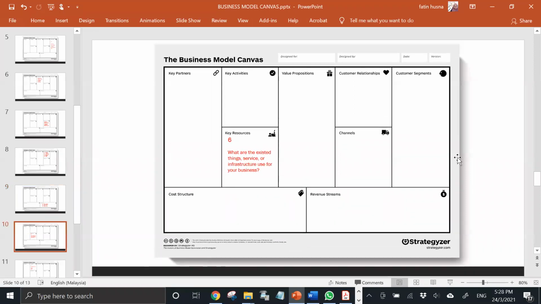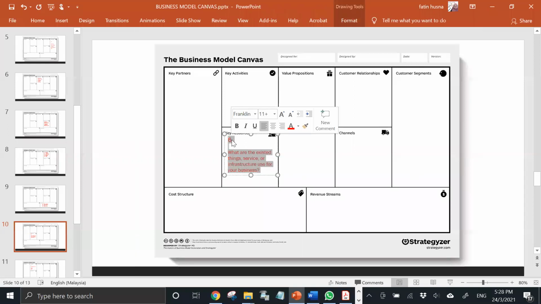Next is key resources. What are the existing things, services, infrastructure, capital used for your business? Basically, it's like money. What is the existing money? Number one, of course, this is normal. You must put capital.